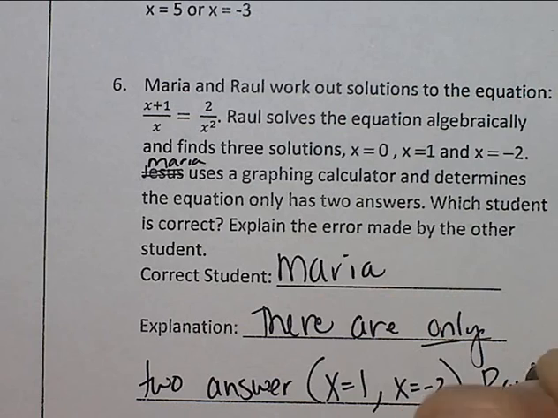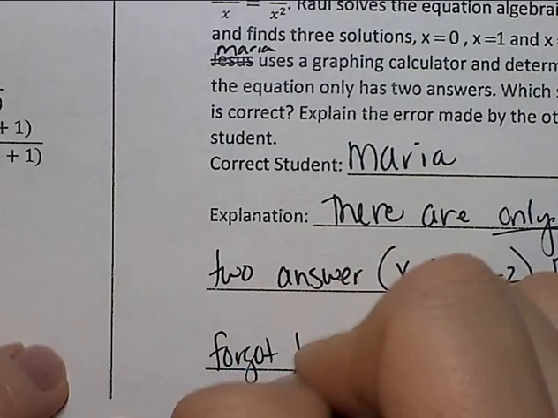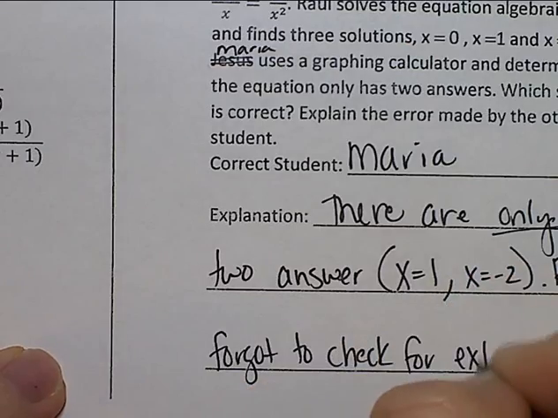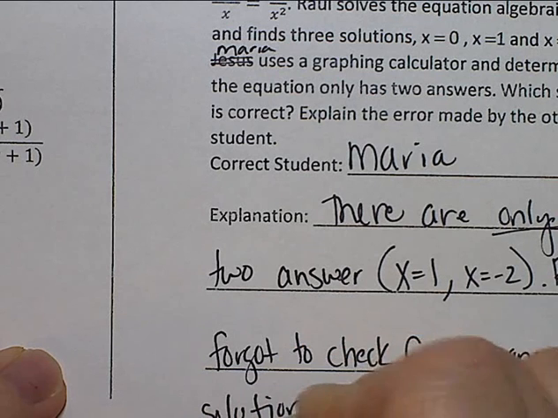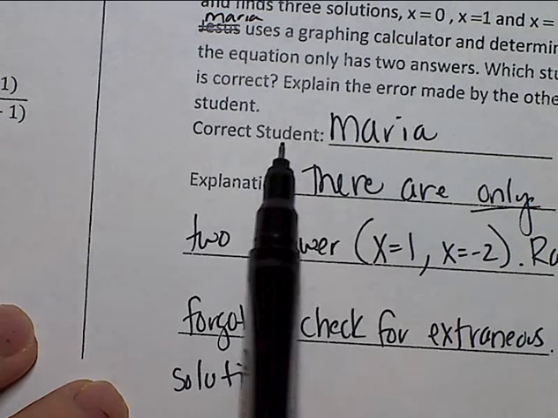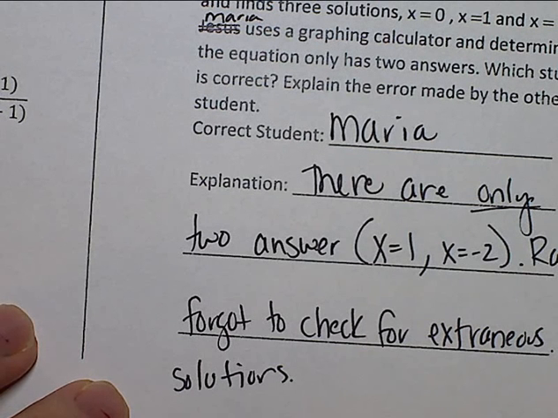Raul forgot to check for extraneous solutions. I identified who was correct, and I explained. You should have this down on your paper right now.